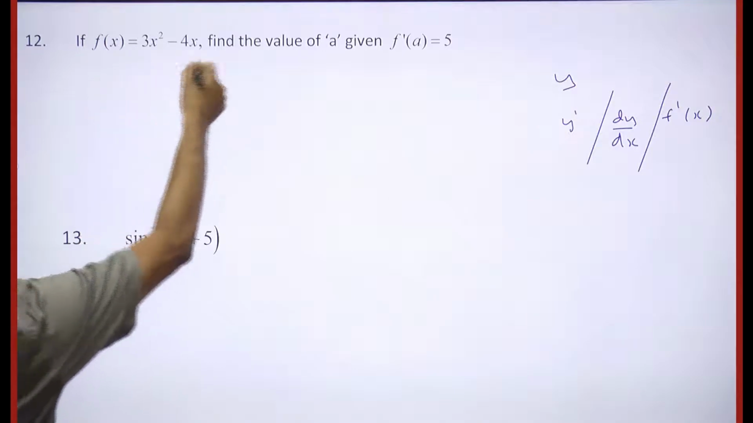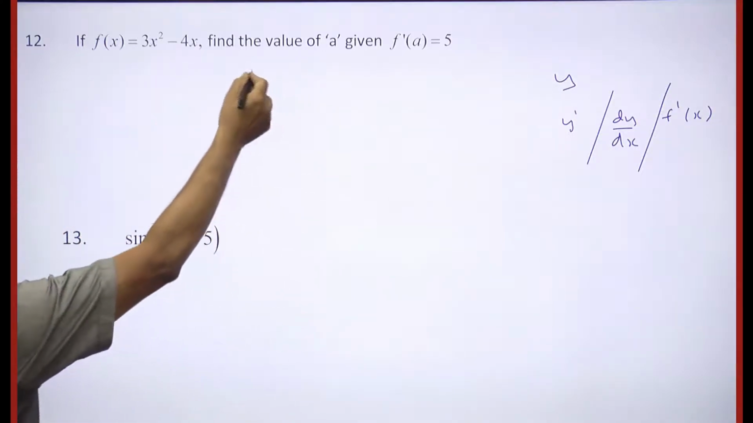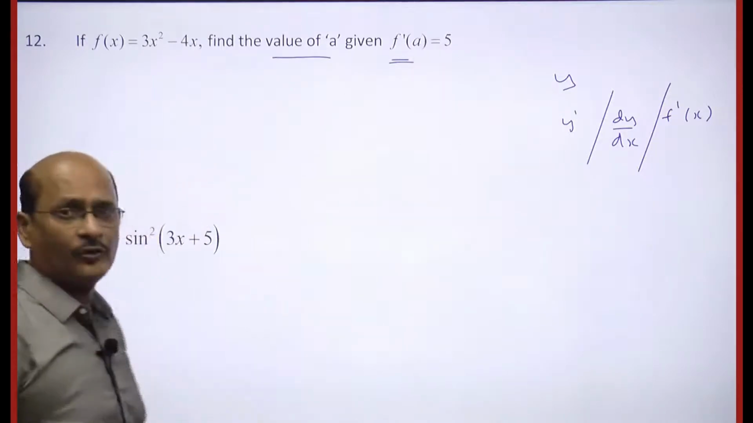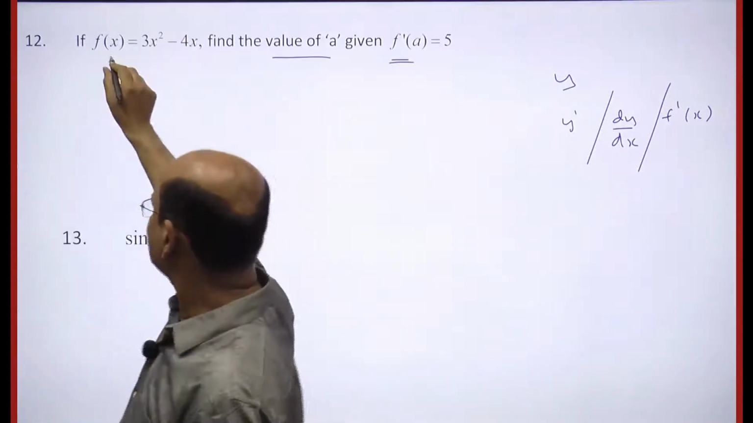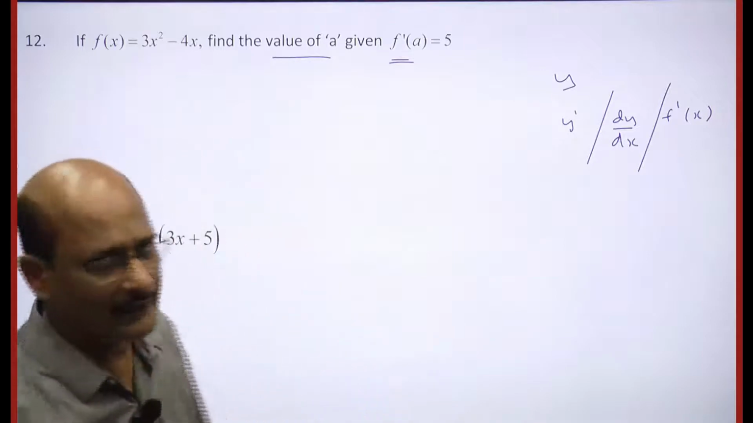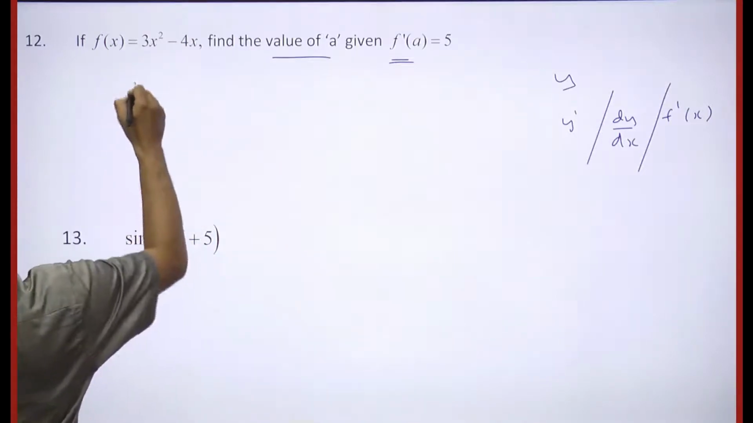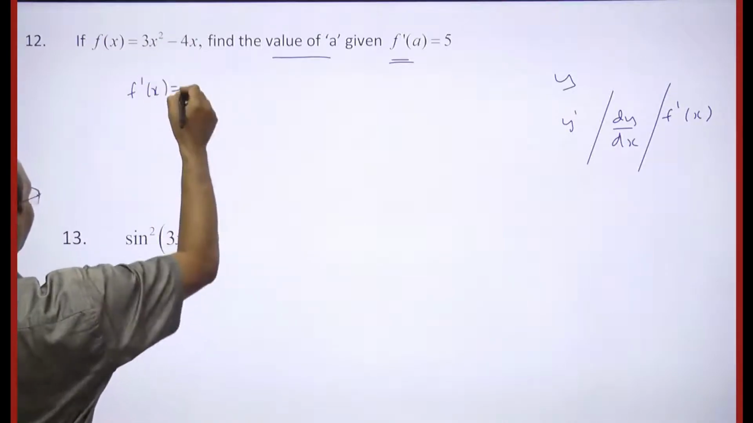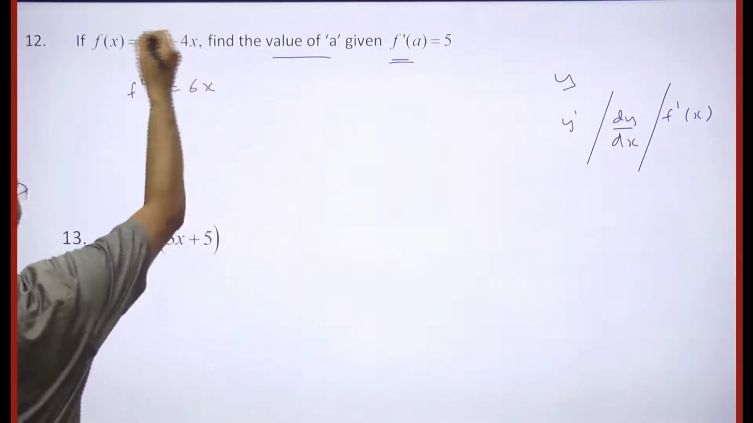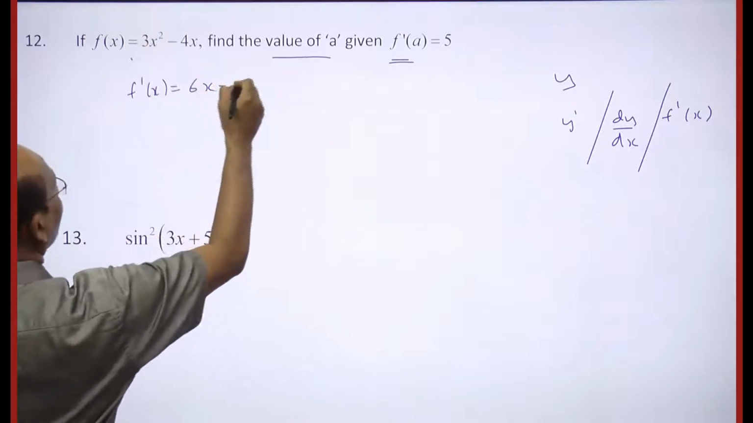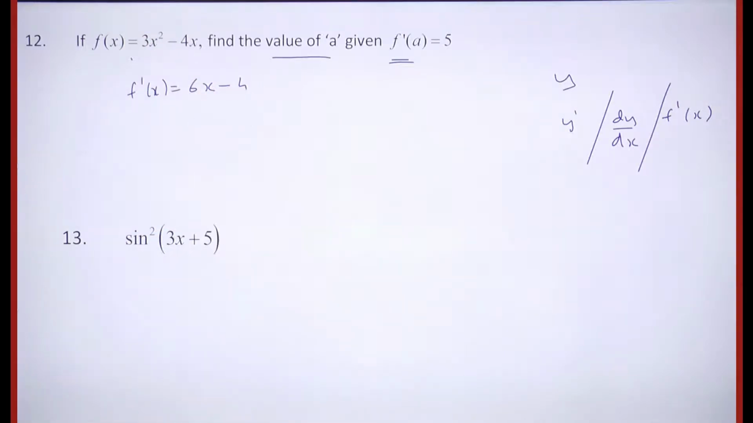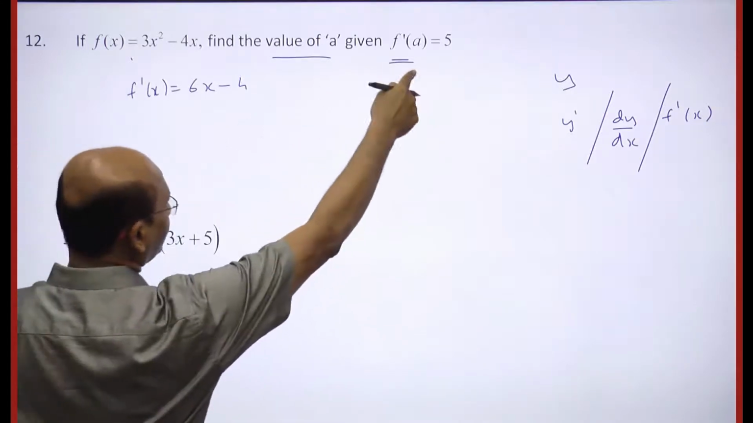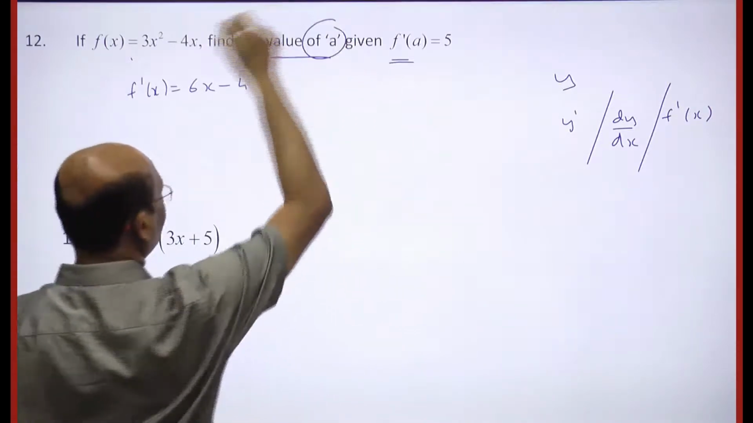f(x) is given as 3x square minus 4. Find the value of a given that f dash a is equal to 5. So from here, remember this is f(x), correct? Can you find f dash x, the derivative? Yes, I can find f dash x very easily. So f dash x, I am doing directly now: 3 as it is, bring the power down, 2 threes are 6x, minus 4. This is my derivative of this function. Now once I got the derivative of this function, that f dash a is equal to 5, find the value of a.